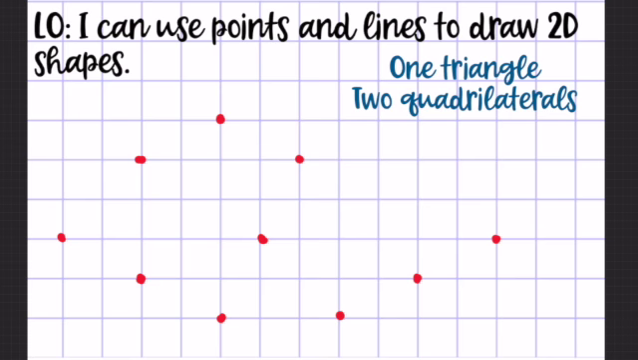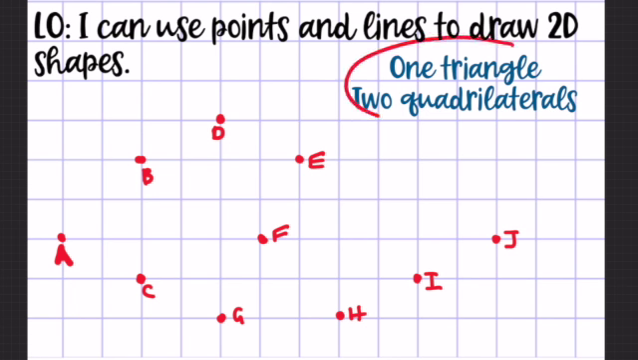You're then going to label them. A, B, C, D, E, F, G, H, I, J. And if you've done 10, you should have A to J. Now, if we look up here, it says one triangle and two quadrilaterals.